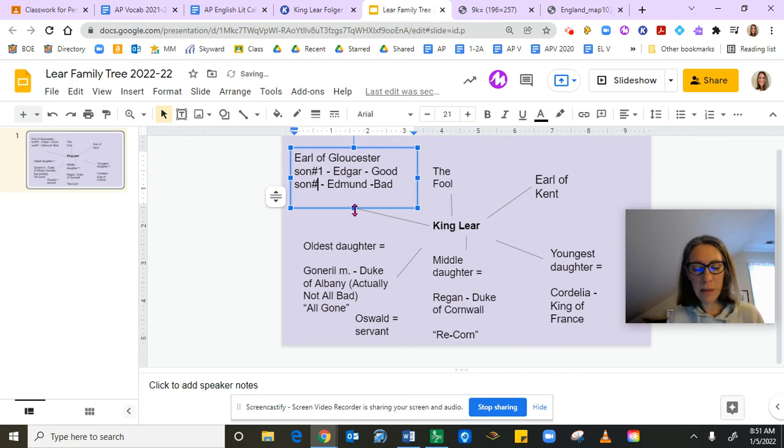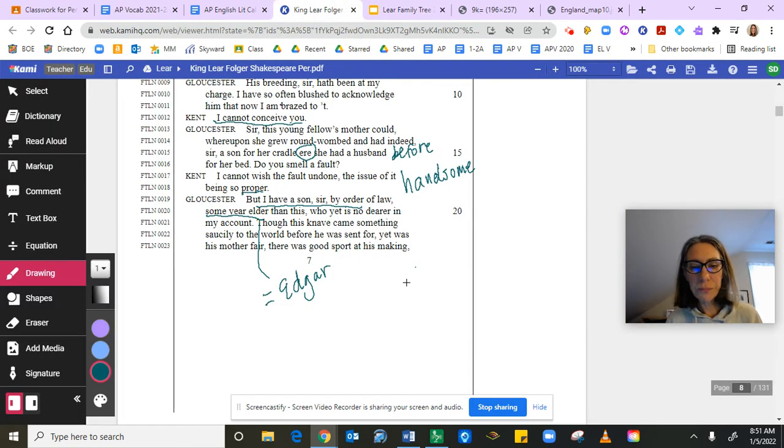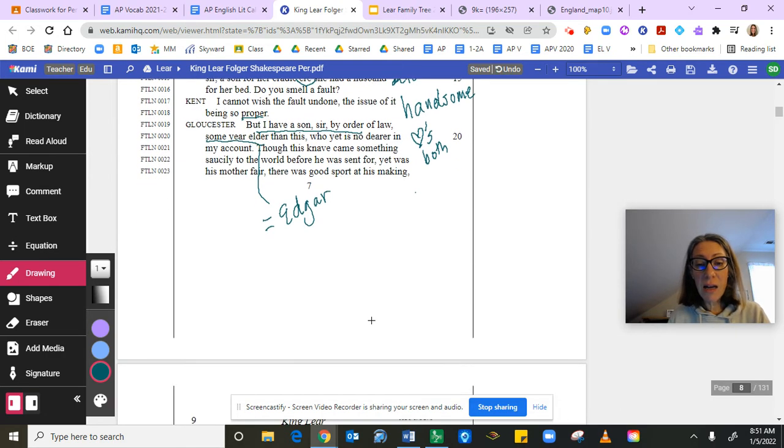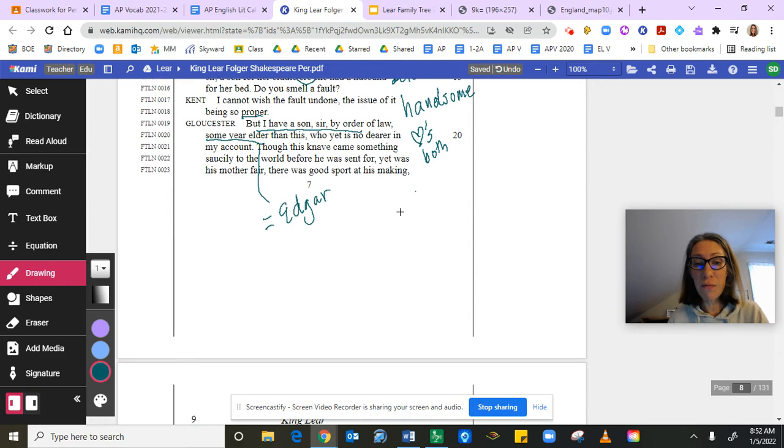It's very important that Edmund is illegitimate. Okay. So he loves them both, and we're going to write that down. Because being loved by parents, being loved by children is really important in this play. And yet Gloucester is saying in front of Edmund, there was good sport at his making. In other words, the conceiving of him was fun.